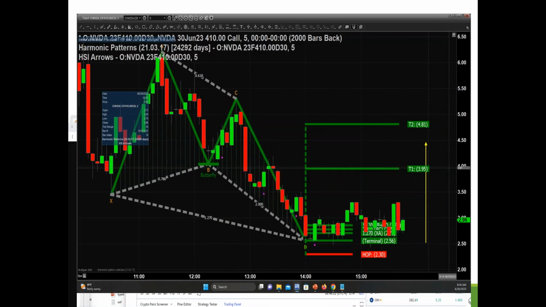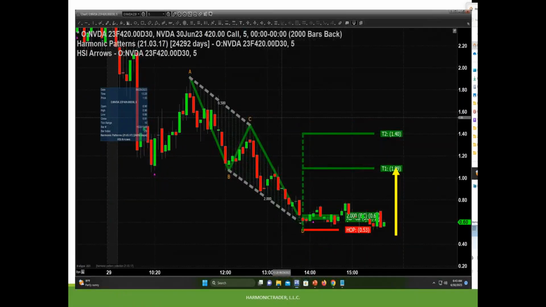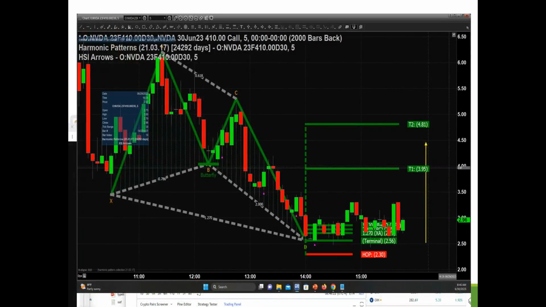And this is yesterday. This is NVIDIA, the 410s. And we were also looking at the 420s. Those are the 410s. Those are the 420s. Okay, 410, butterfly pattern on the 5-minute. Your terminal bar was 256. Okay, traded slightly under 250. Your 127 levels, generally 270 is the number with target 1 to 395.